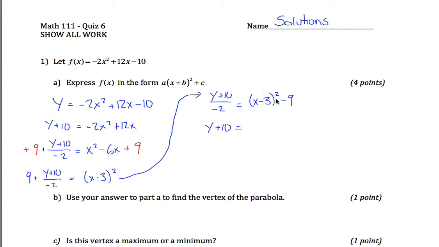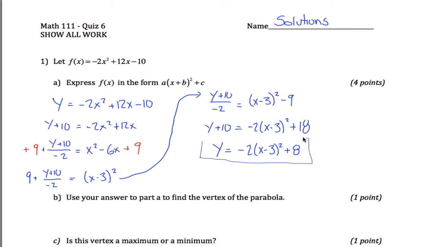If I multiply this side of the equation by negative 2, I have two terms over here. One of them is this x minus 3 squared term, and the other one is the negative 9. So negative 2 times negative 9 is positive 18. Multiply both sides of the equation by negative 2, you get here. And then finally subtract 10 from both sides of the equation. 18 minus 10 is just 8. So you get to here.